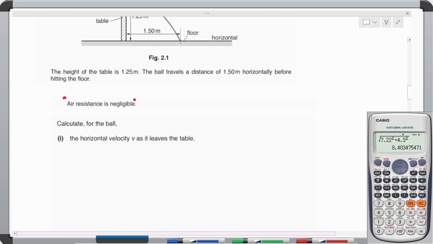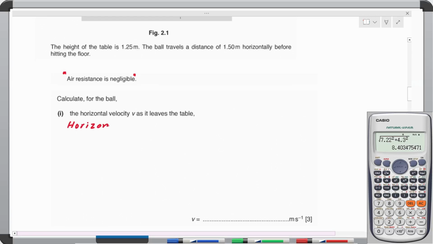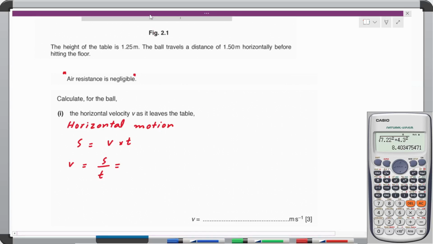The first thing that we need to find is, calculate for the ball the horizontal velocity as it leaves the table. When I write the caption here that I'm representing the horizontal motion, then I'm not going to write the subscripts. So for the horizontal motion, S equals V times T. Distance equals speed times time. So V, the horizontal velocity, would be the horizontal distance divided by time. For time, we don't call it horizontal time or vertical time because it's the same for both of them. Now the question is, what is the horizontal distance?